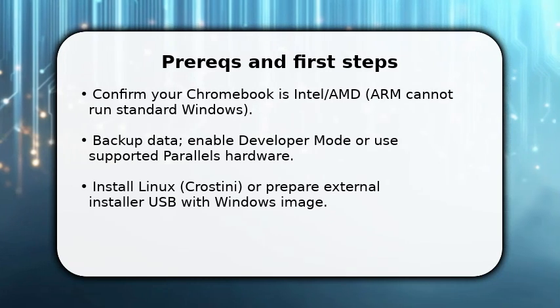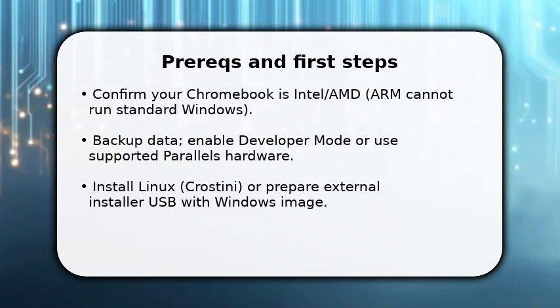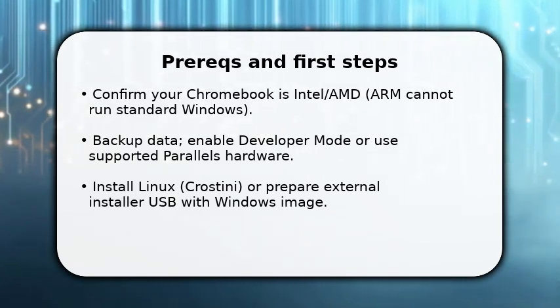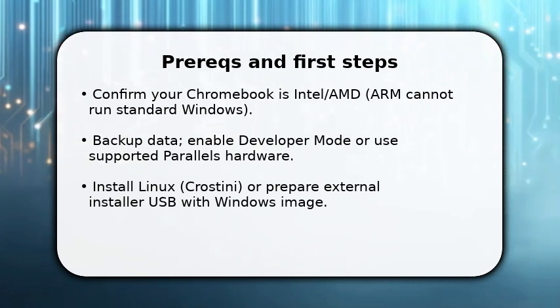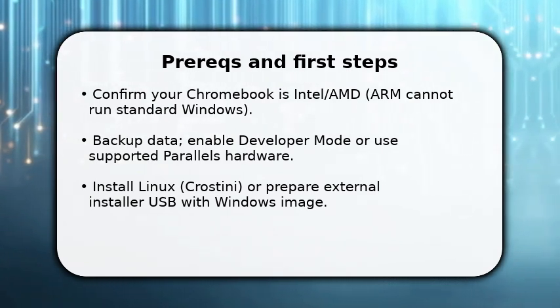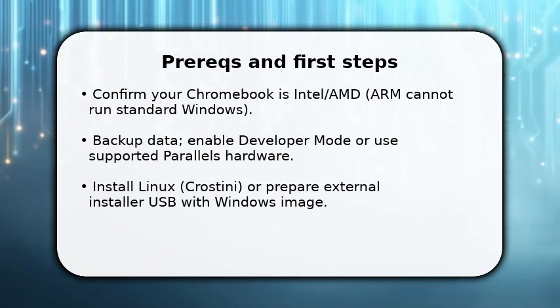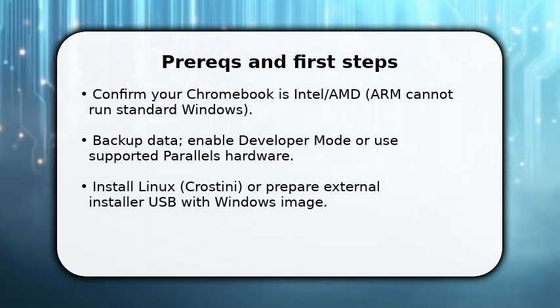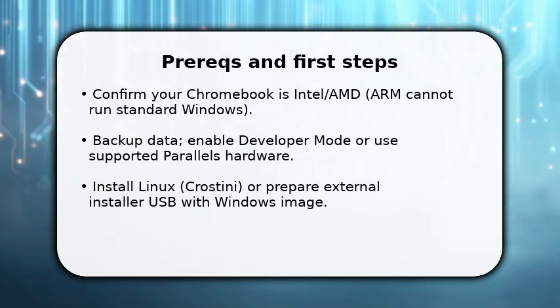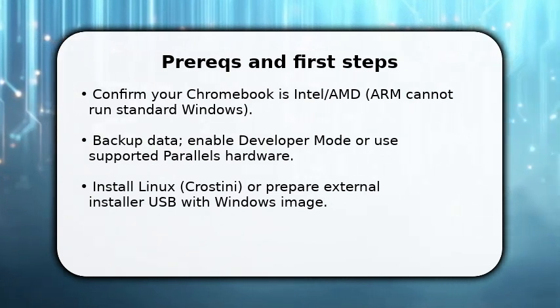You start by confirming hardware. Only Intel or AMD Chromebooks can run full Windows. Once confirmed, back up your user data and decide whether to use Parallels, supported models, or a full install via developer mode. Enable developer mode or enroll a managed device that permits Parallels.